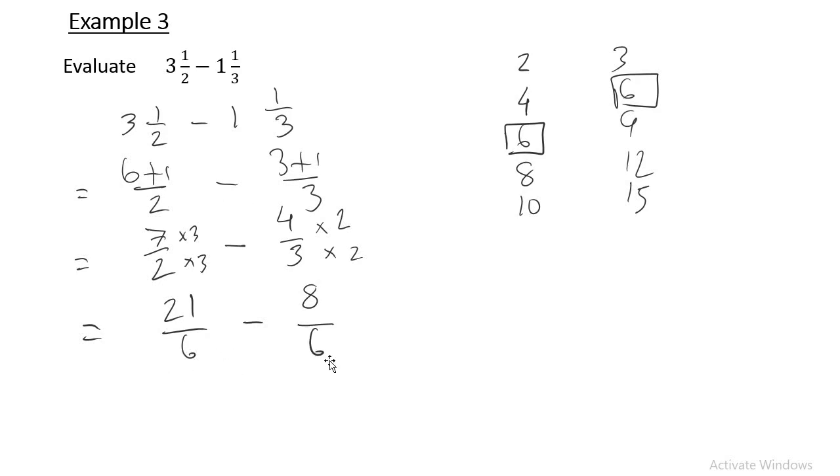And once again, we end up with the same denominator now. All we have to do is just take away, do 21 minus 8, leave the denominator as it is. So 21 minus 8 would be 13 over 6. Or if you want to write it as a mixed fraction, that would be 2 and 1/6.